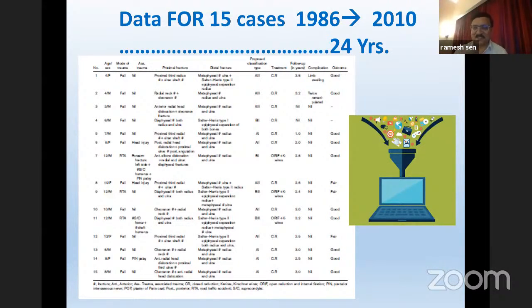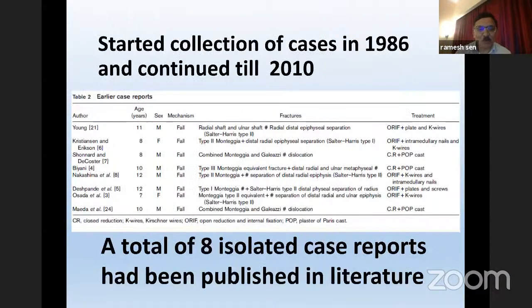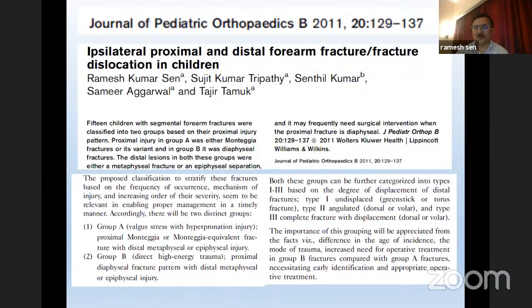This very specific interest of a double injury in the forearm, I classified them. But before that, I was keen to know what is in the literature about this injury. Then I found that if I look at the literature, there are only 8 case reports in the total world literature of this combination of injury. And I had 15 cases in my records of this injury, which I accumulated in a period of 24 years. So I thought it's worth publication and I published it way back in 2011.